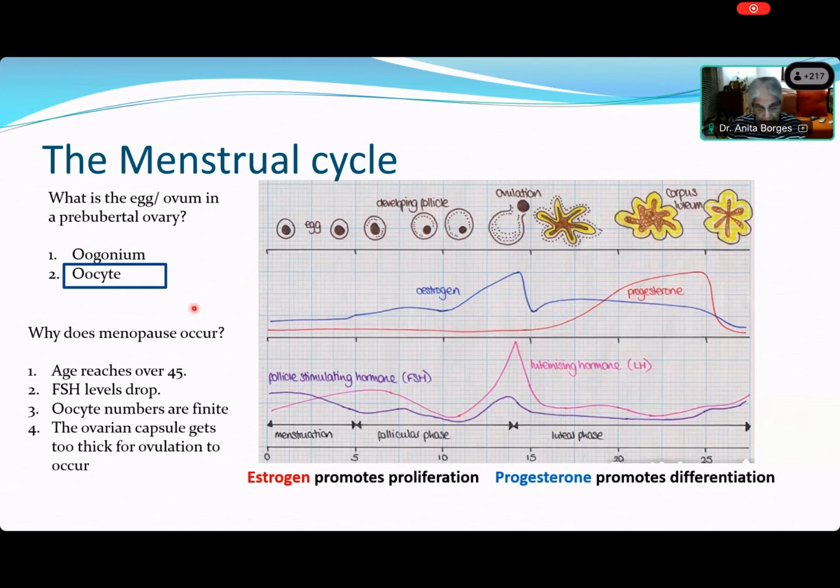And when the number of oocytes is exhausted, and you know that more than one oocyte is developing in that developing follicle, that's the end of it. So that's when you get menopause. So it's nothing to do with the other options.